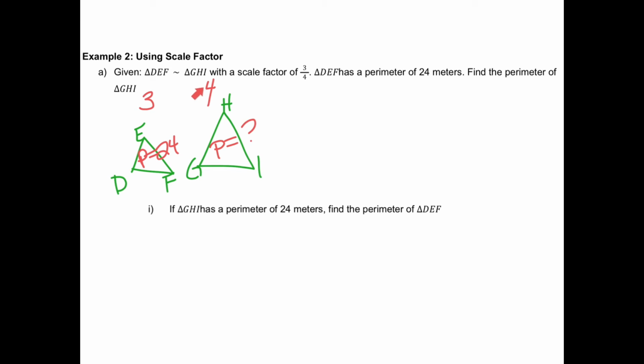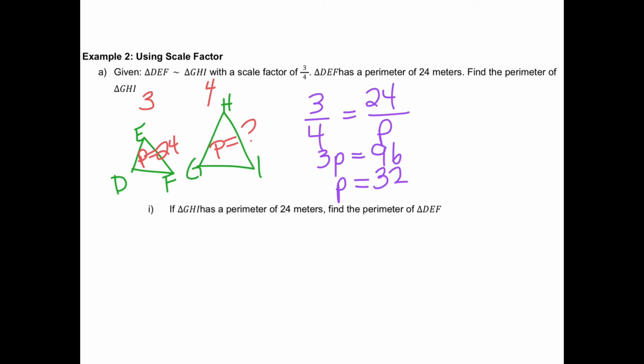the 3, the 4, and the 24, and I'll use a P for this proportion equation to solve for the perimeter of the larger triangle. So we got the perimeter of GHI to be 32.